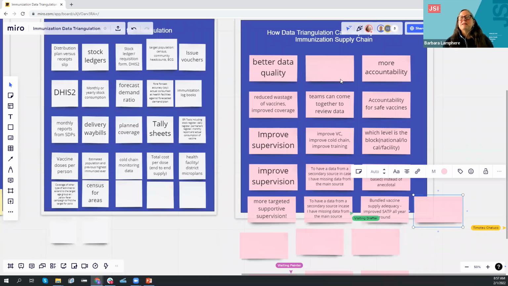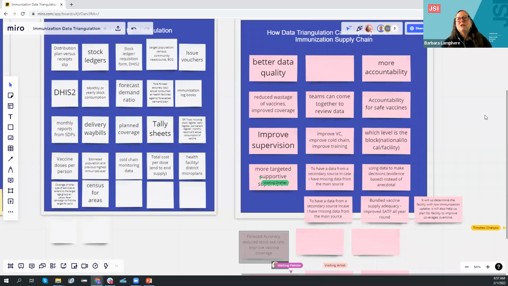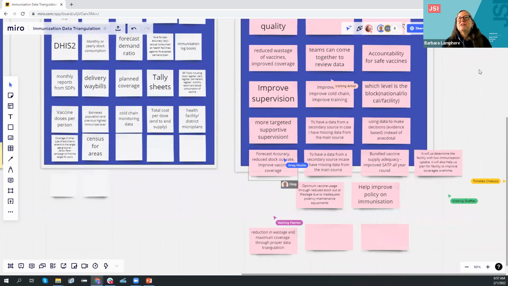I'm enjoying these great ideas that are also being added here. Better data quality would definitely be an outcome, and as I've alluded to, the more people tend to use data for action, the more the data quality improves just from that use. Also improved supervision, more targeted supervision. You can really pinpoint where those problems are happening and address them through the supervision activities.